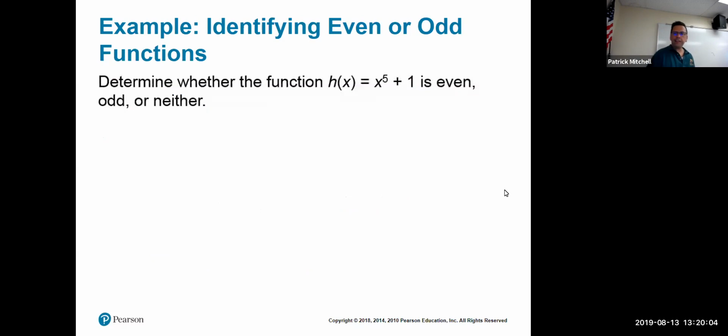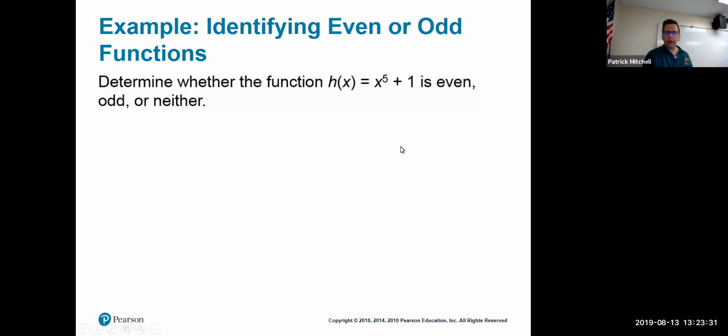Okay, so the next example, which I'm going to give you, I'm going to ask you to pause the video and try this one first. We're going to determine whether the function h of x equals x to the fifth plus 1 is even, odd, or neither. So pause the video, try that, and then we'll compare notes. Okay. So remember that the way that you determine whether a function is even or odd is by looking at h at opposite x.